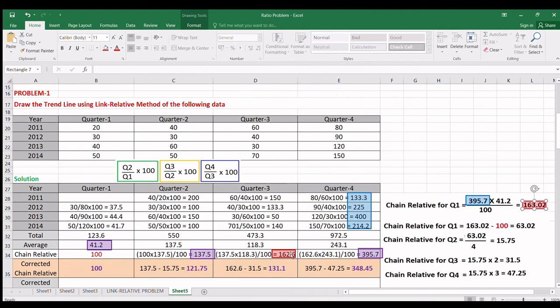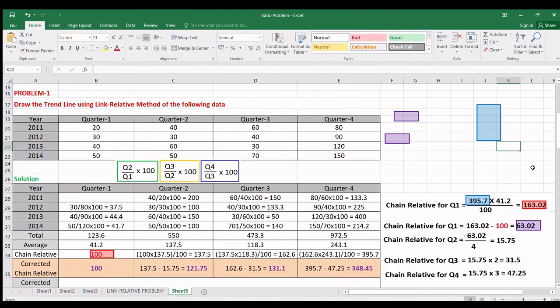If you notice, I have just subtracted 100 here. From where am I going to subtract this 100? This 100 is my assumption for quarter one. So this 100 I am going to subtract from this value. From this 163.02 I am going to subtract this 100. So I will be getting the output 63.02.